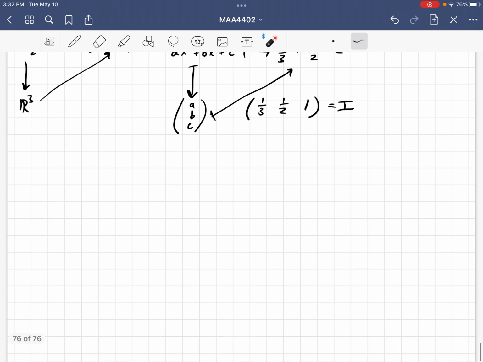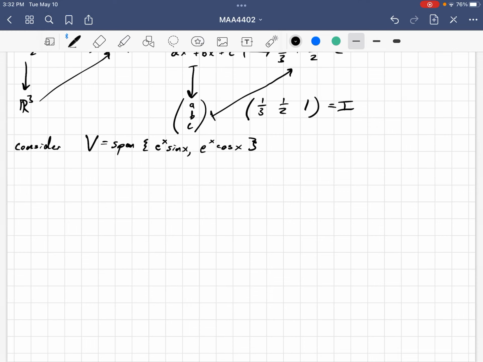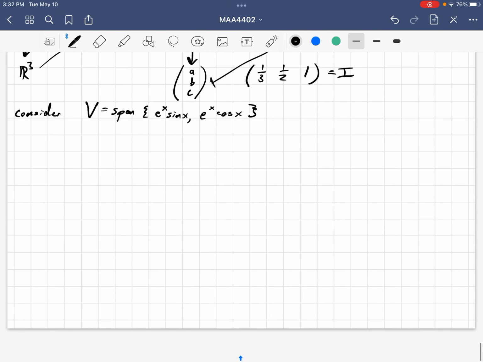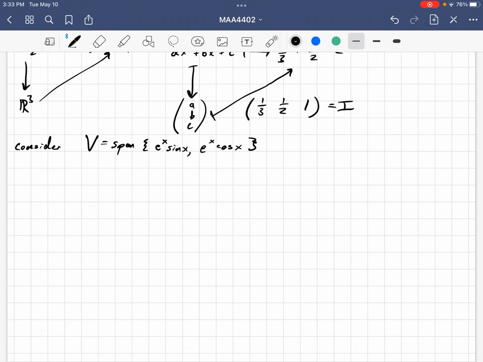So now let's consider maybe something a bit more practical, a different vector space. Let's consider the vector space V, which is defined as the span of e to the x sine x and e to the x cosine x. And so remember that the span is just any linear combinations of the elements of the vector space. So that would be something like a e to the x sine x plus b e to the x cosine x. Okay, so we consider V.